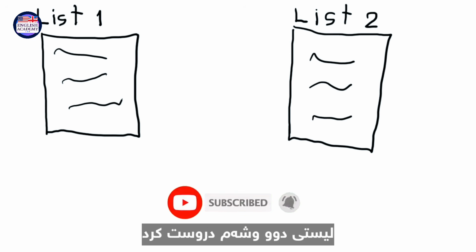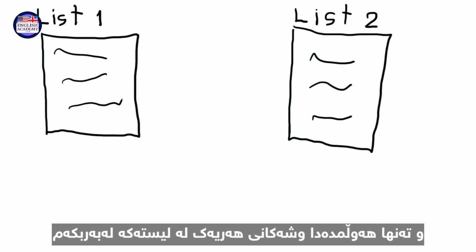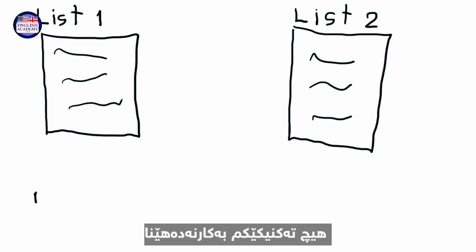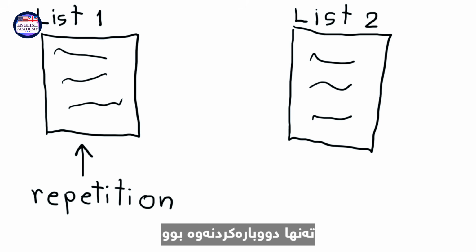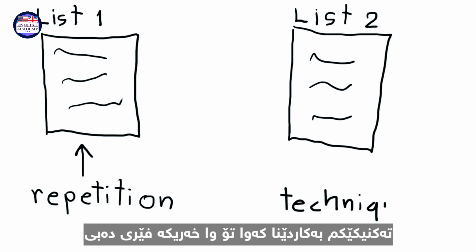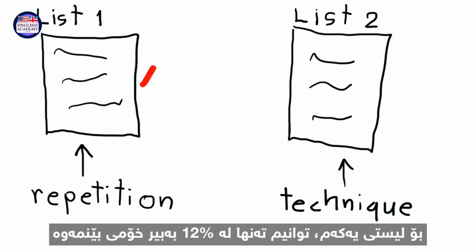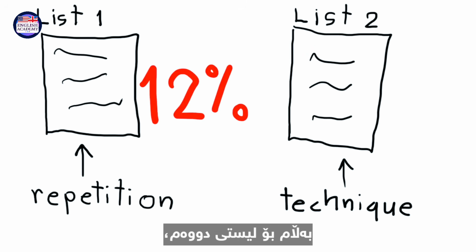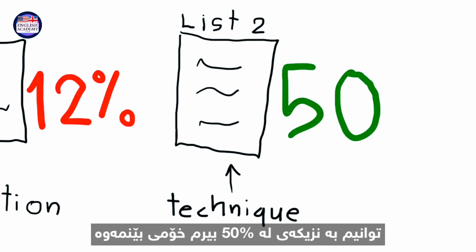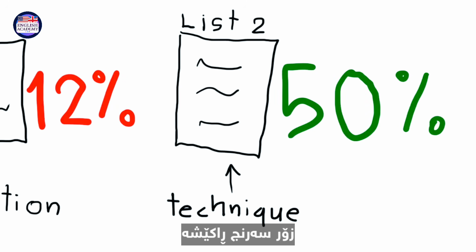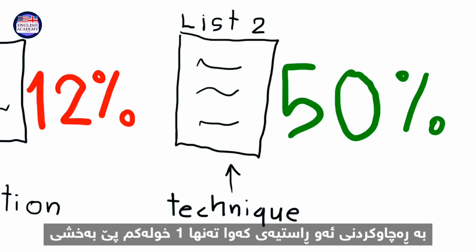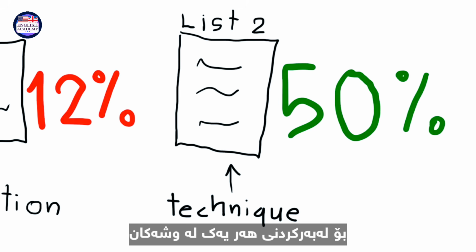I created 2 lists of words that I didn't know, and I just tried to memorize the words in each list. I did not use any technique to memorize the first list. It was just pure repetition. But for the second list, I used the technique that you're about to learn. The next day, I tried to recall the meanings of the words in both lists. For the first list, I was able to recall only 12%. But for the second list, I recalled as much as 50%. This is pretty impressive considering the fact that I spent only 1 minute memorizing each word.